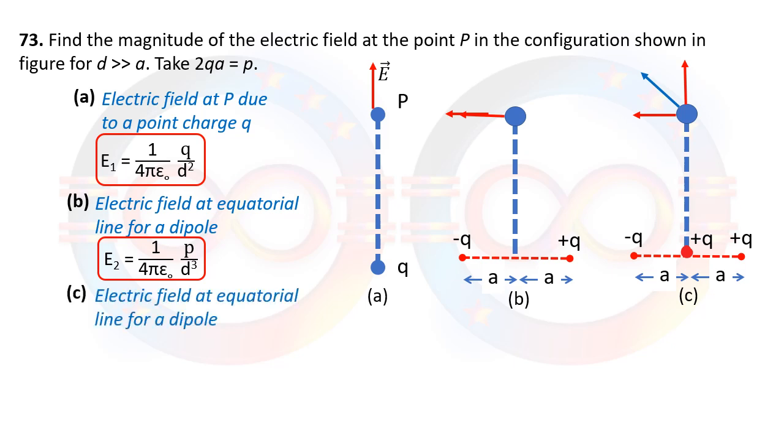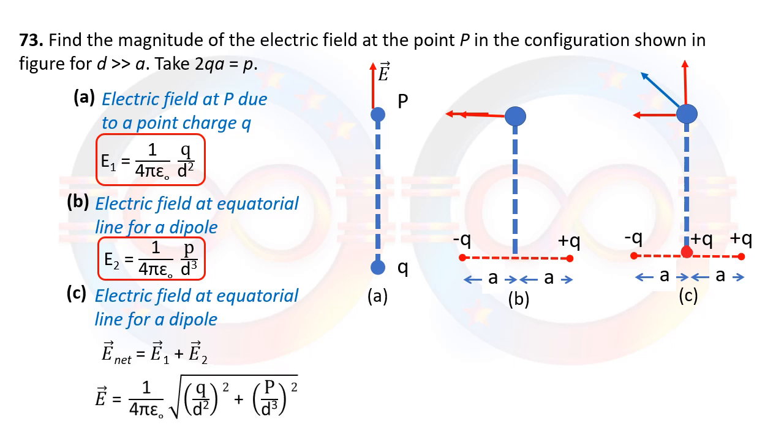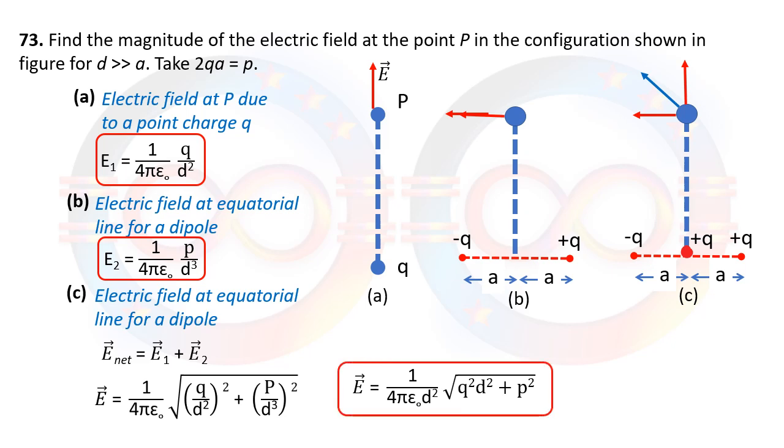That net would be calculated as under root first vector square plus second vector square. So 1 by 4 pi epsilon naught we keep out, q upon d square plus p upon d cube. d square again we can take common, so it will be under root q square d square plus p square, and that is the electric field at that particular point for diagram C.